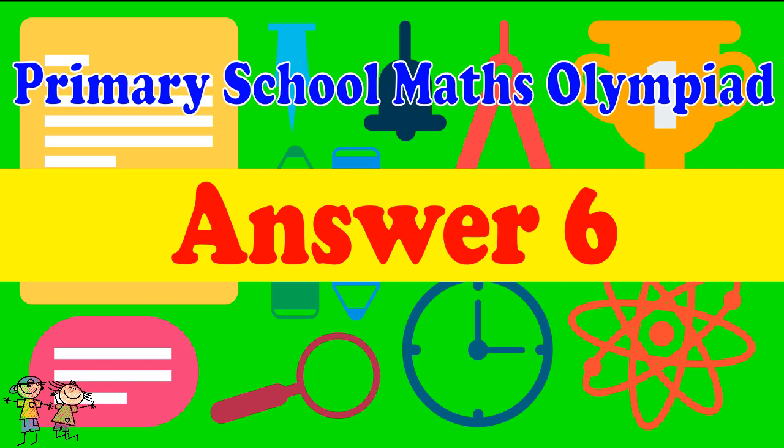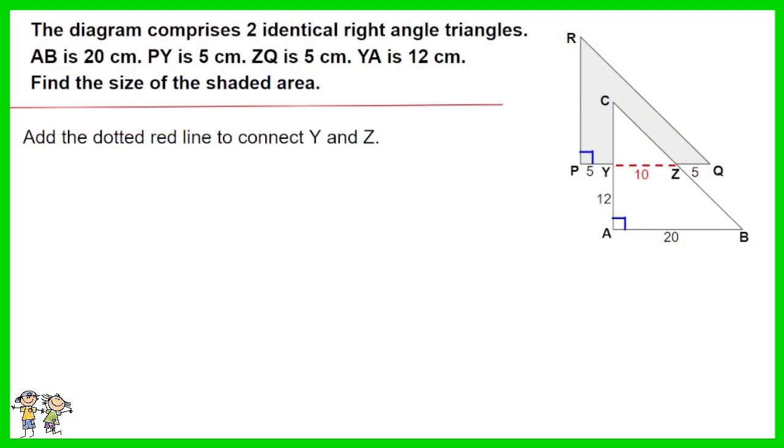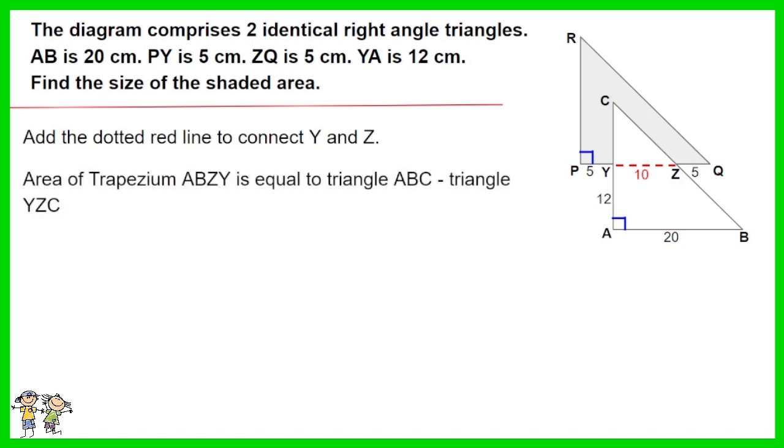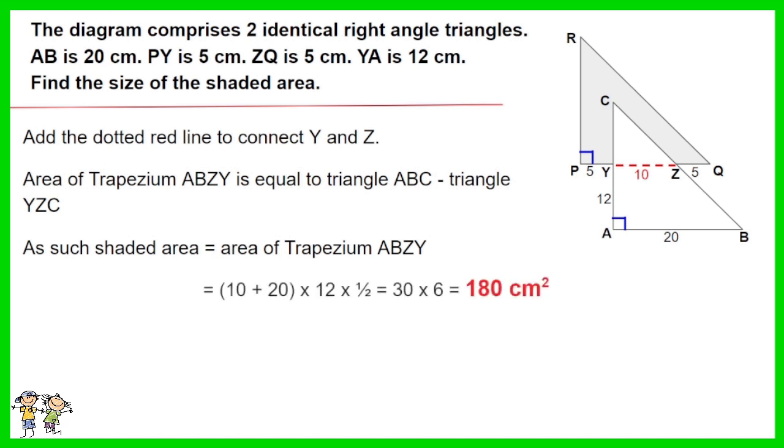Answer for question 6. Add the dotted red line to connect Y and Z. Area of trapezium ABZY is equal to triangle ABC minus triangle YZC. As such, shaded area is equal to the area of trapezium ABZY. Area of trapezium ABZY is equal to 10 plus 20, then times 12 and divided by 2. The answer is 180 centimeters squared.